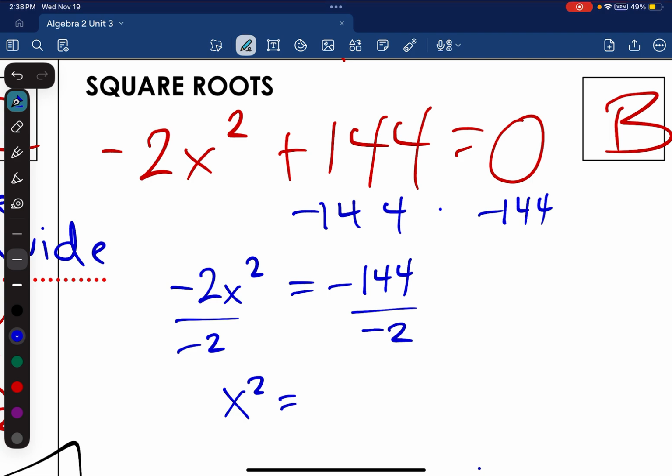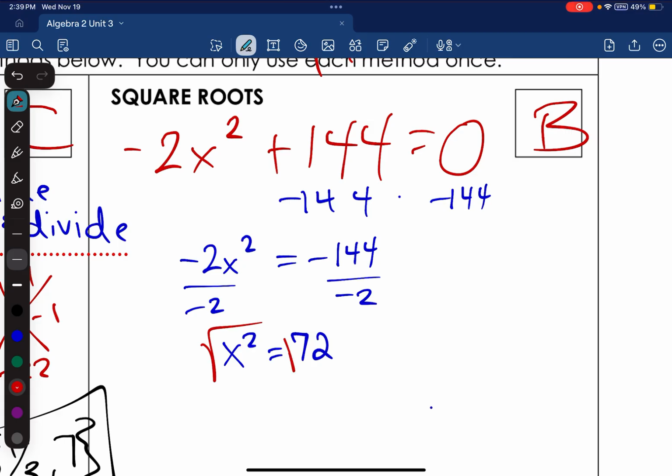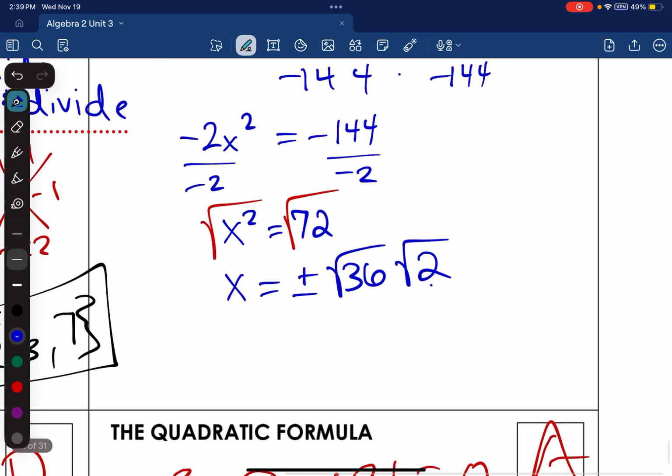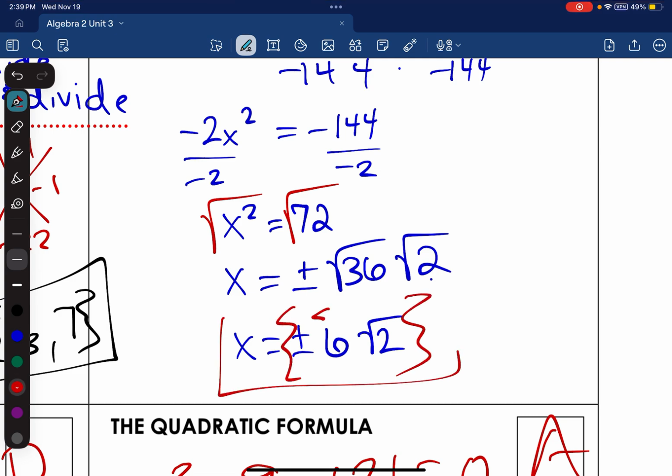I get x squared equals a positive 72. I then need to take the square root of both sides. That's going to give me x equals plus or minus. 72 itself isn't a perfect square, but I can break it into perfect square factors. So if I go up the number line, I'm going to find out that 36 times 2 is 72. 36 is a perfect square, so that simplifies out to be 6 radical 2, plus or minus. We're going to put the curly brackets around it, and this is my answer.